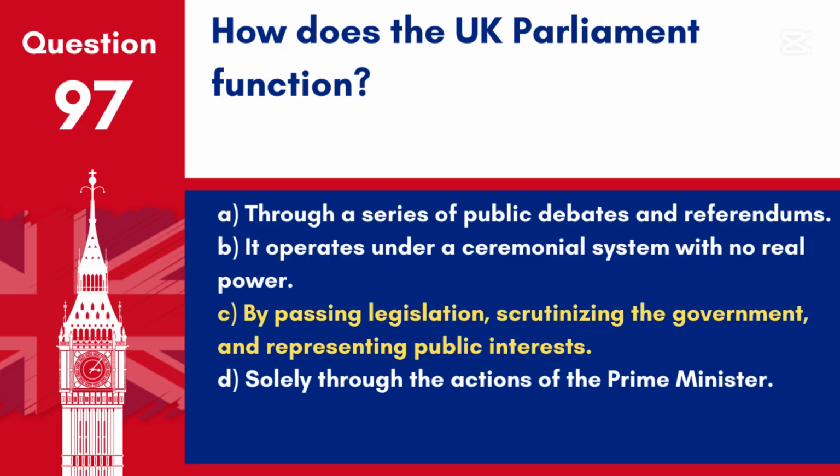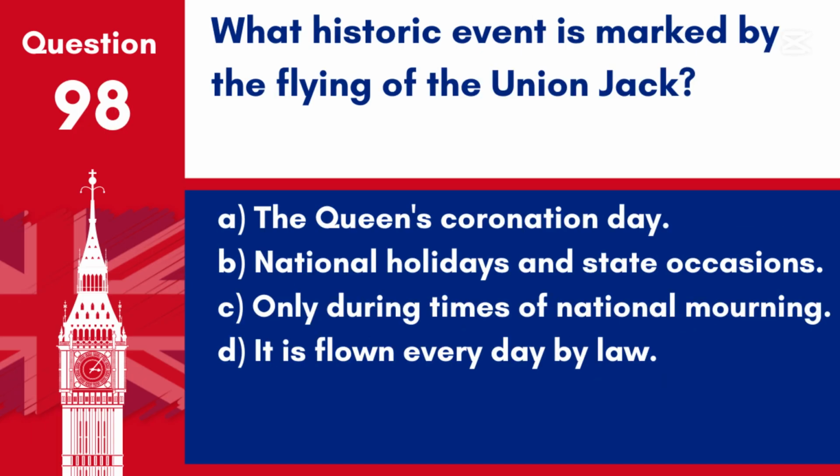Answer: C. By passing legislation, scrutinizing the government, and representing public interests. The UK Parliament functions as the supreme legislative body, involving the creation of laws, oversight of government activities, and representation of the electorate.